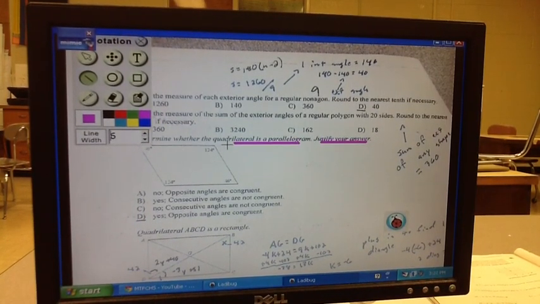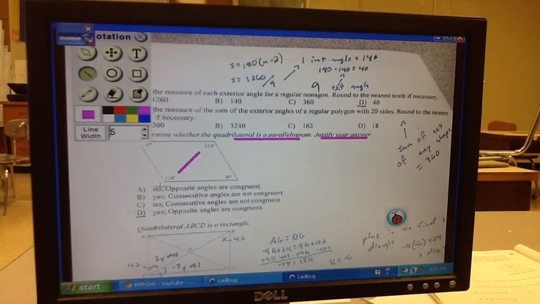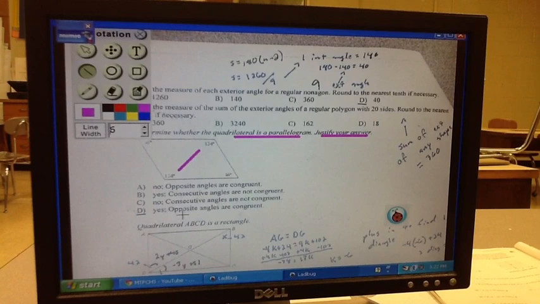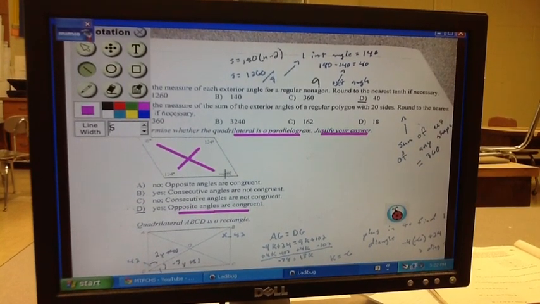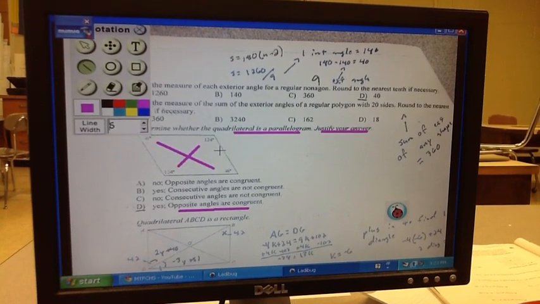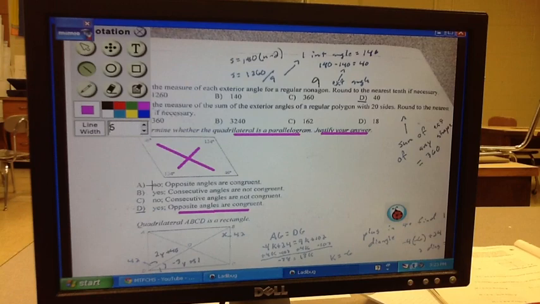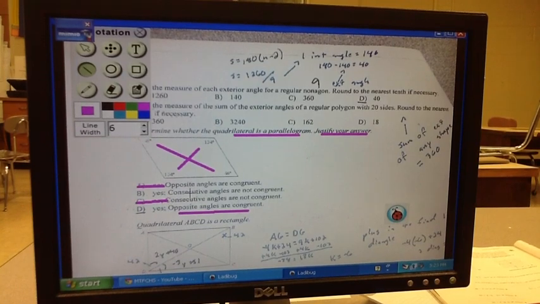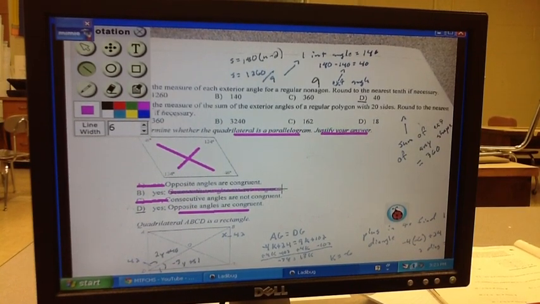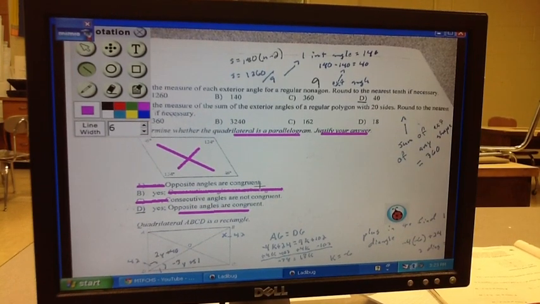Yes, it is a parallelogram, first of all, and why is important. Because these two are the same, opposite angles are congruent, and these two. Don't forget there are several reasons it could be, but in this situation, this is it. Obviously, it's not going to be A because it says no. It's not going to be C because it says no. And then it says consecutive angles are not congruent. We've never talked about proving anything by it not being congruent.